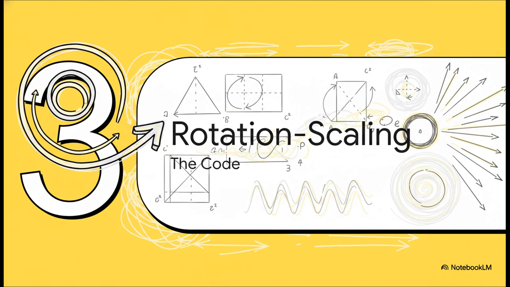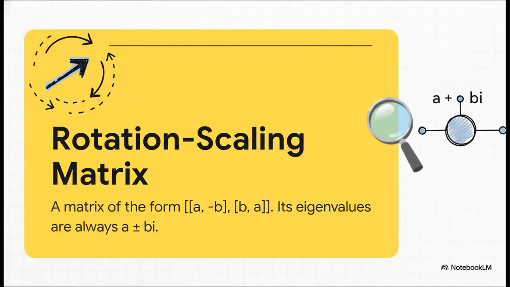Okay, but here's the truly mind-blowing part. These complex numbers, 1 plus i and 1 minus i, they're not just some abstract answer to an equation. They're actually a secret code, a blueprint that tells us exactly how our matrix spins and scales vectors. It turns out our matrix, with 1s on the diagonal and -1 and 1 on the off diagonal, belongs to this special family of matrices called rotation-scaling matrices.